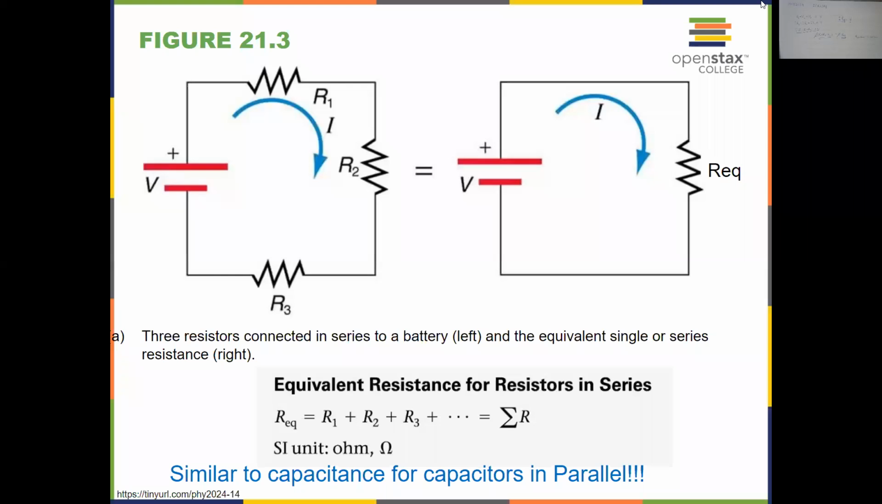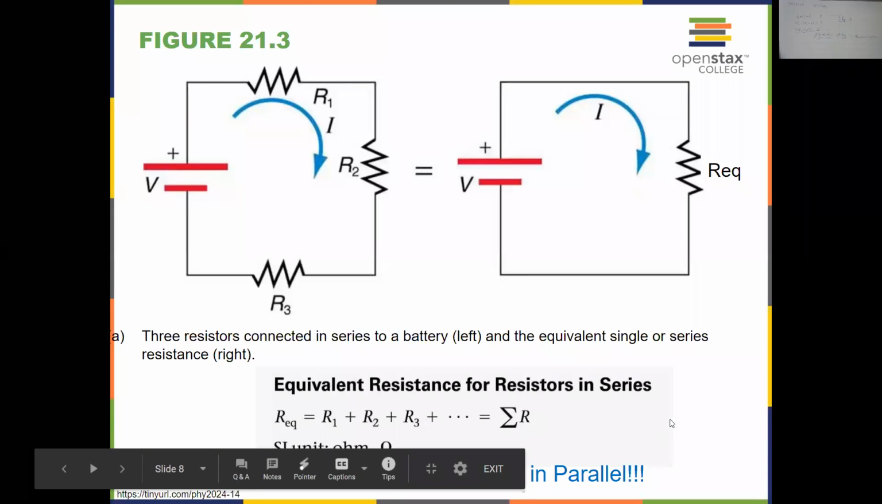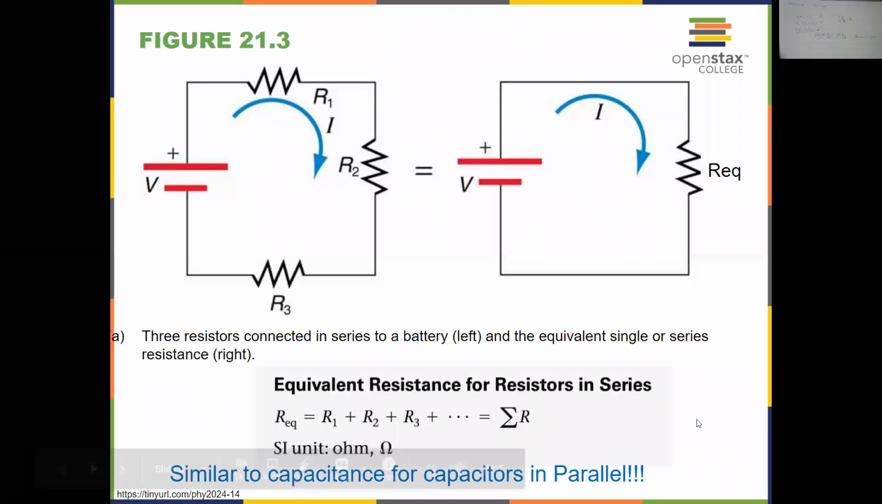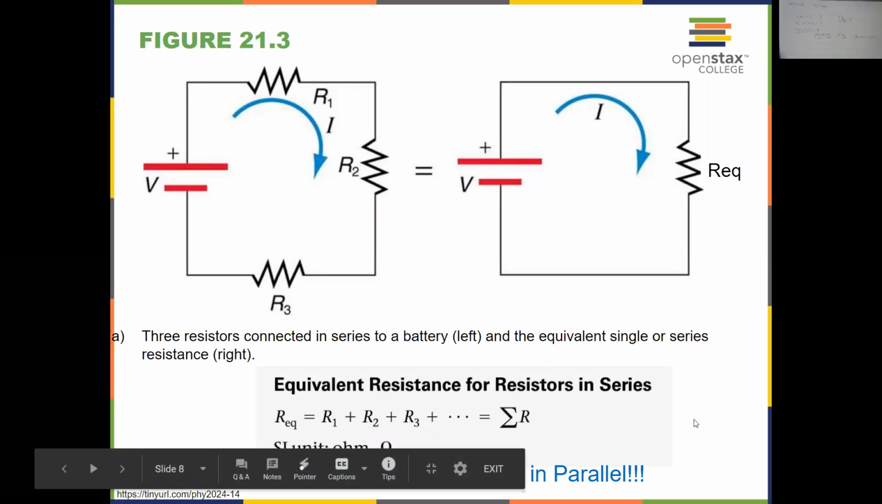So let's go back here. When you have resistors in series, you add up the resistance of each resistor to get the equivalent resistance. That's similar to capacitors in parallel, but the other way around.